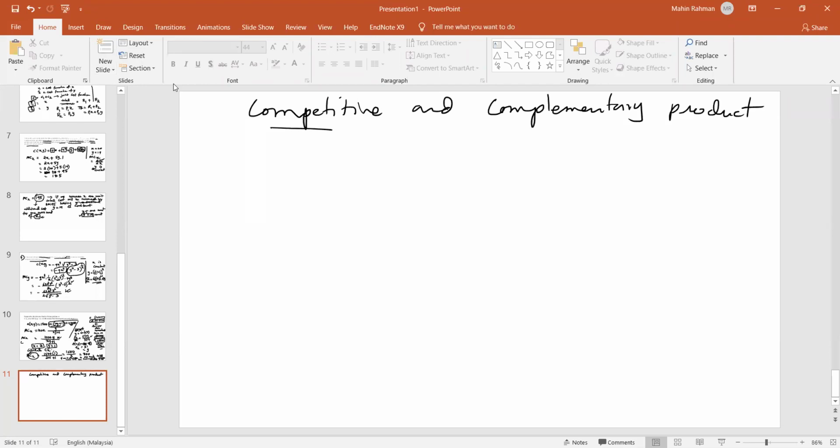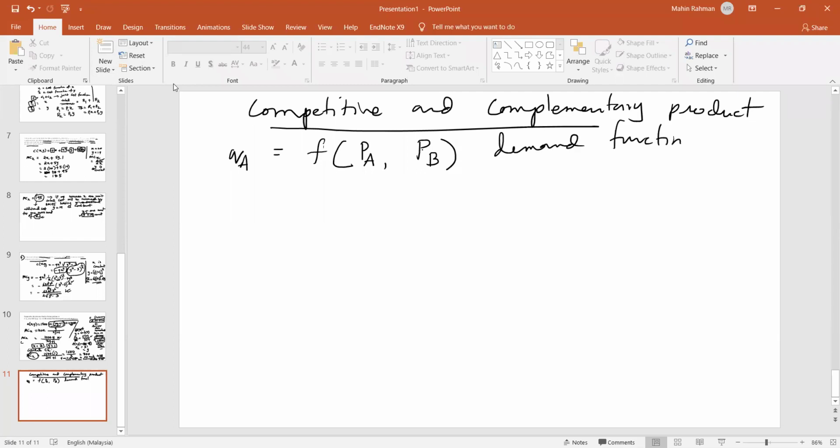Okay, so suppose QA, this is called the demand function for product A. It is the function of the price of product A and also the price of product B. This is called the demand function for product A, because you know that the demand for any product does not only depend on its own price. Sometimes it is also affected by the price of other products. I will give you an example later. And also this is the demand function.